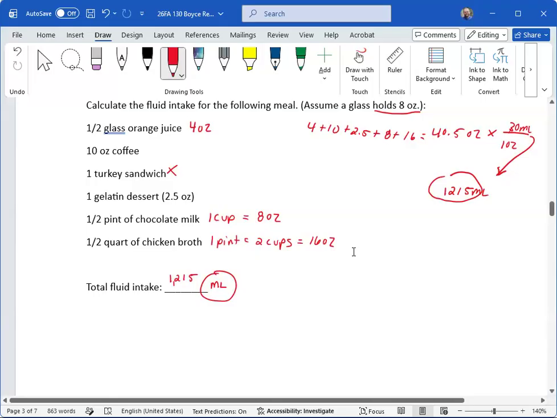All right. Any questions on this? Remember, if they give you ice, like if they tell you 10 ounces of ice, then that means it's 5 ounces. Okay.